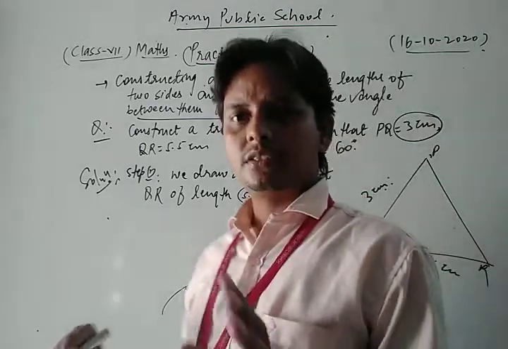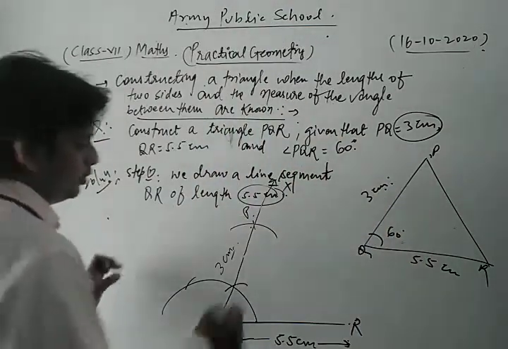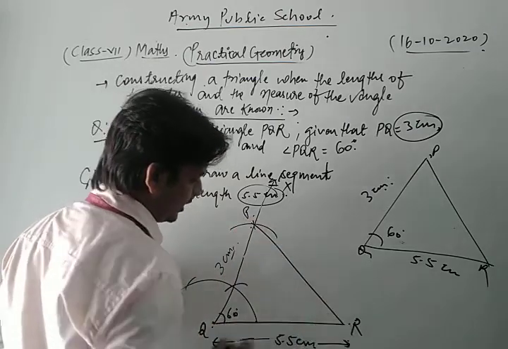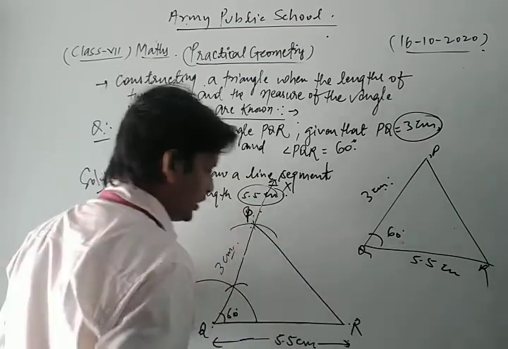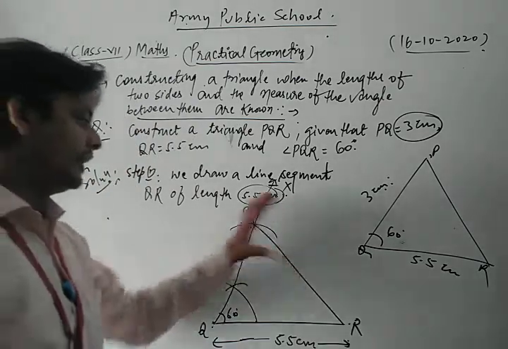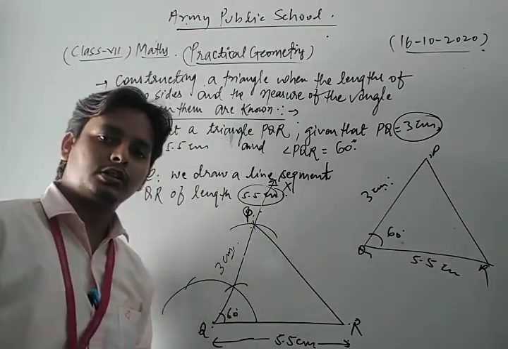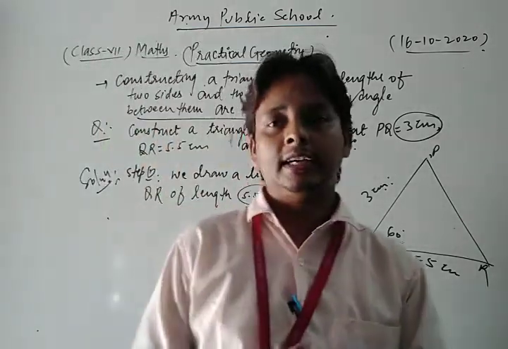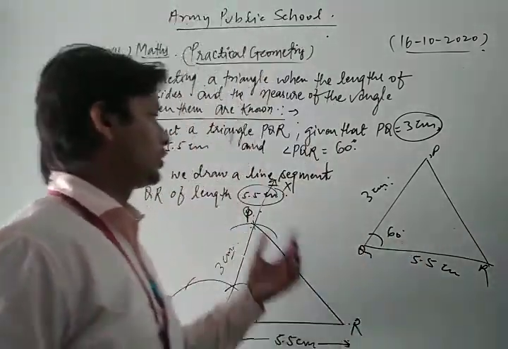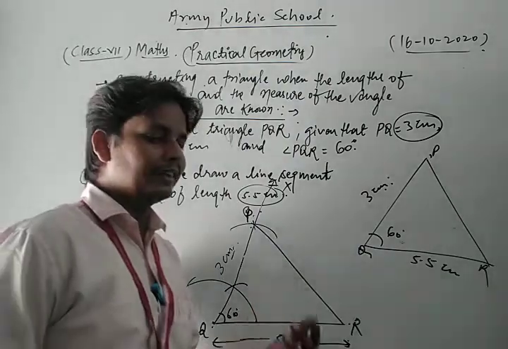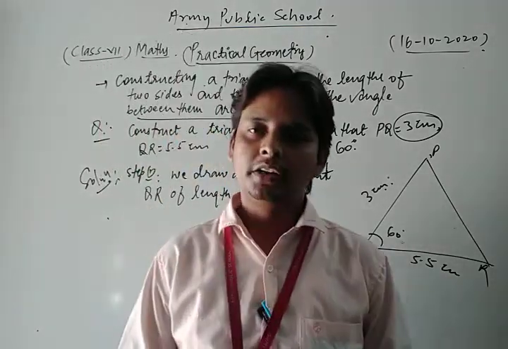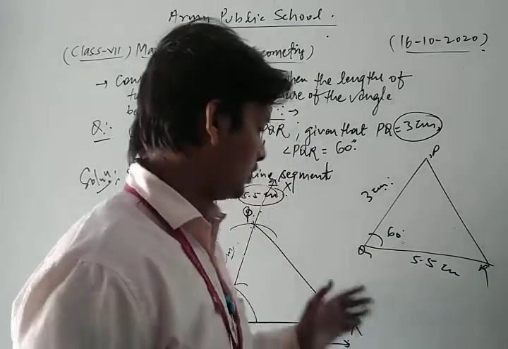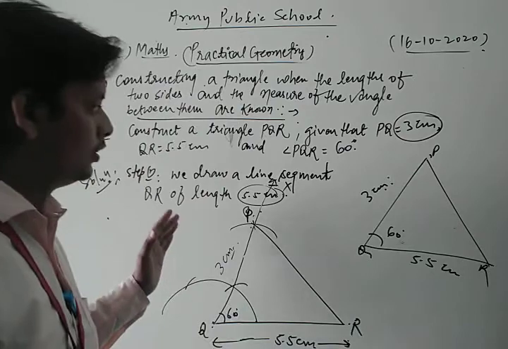Okay, after that, dear friends, your final step is what? Your last step is you join PR. In this way, we construct the required triangle with the help of ruler and compasses only, when two sides and the angle included between them are given. So dear students, this is the whole process to construct this type of question.